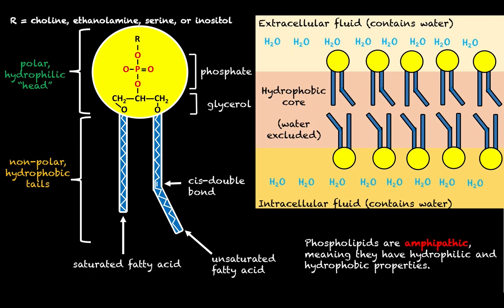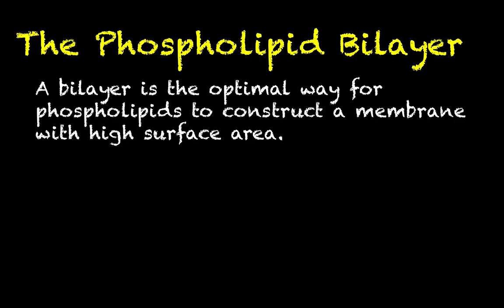What that leaves is the non-polar hydrophobic tails are pointed inward at each other, and they create what is called a hydrophobic core in the membrane, which is a portion of the membrane that almost completely excludes water and any other polar hydrophilic substances. So creating a bilayer like this is clearly the best and most optimal way for phospholipids to construct a membrane that has a high surface area.